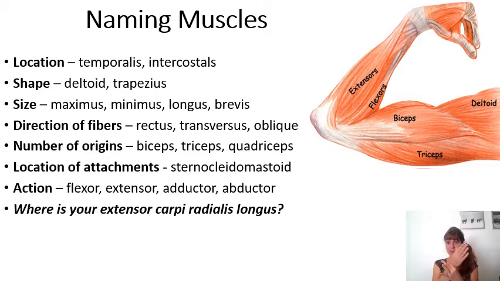Where would your extensor carpi radialis longus be? Well, carpi means wrist. Extensors from the hip up are on the posterior aspect of the body, and we know that the radial pulse is always taken close to the thumb. So the bone radius is lateral, the ulna is medial. So extensor carpi radialis longus is going to be on the posterior lateral surface of the forearm.